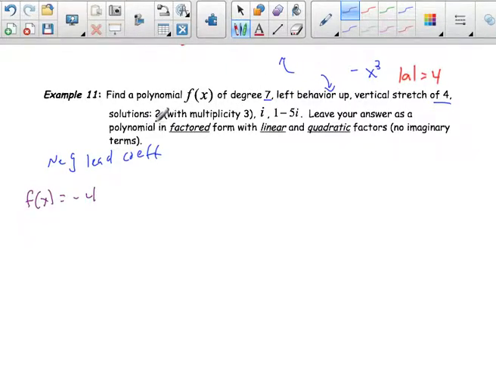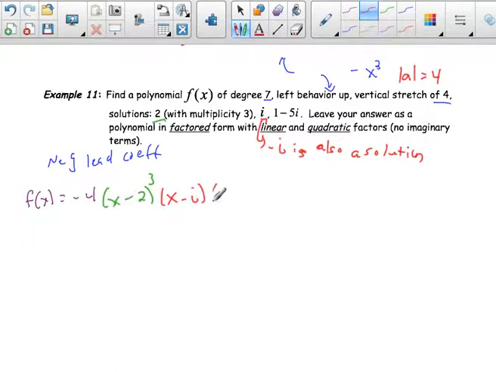Let's move on to the zeros, or the solutions. Each solution is going to give us a factor. So if we have a solution at x equals 2, that's going to give us a factor of x minus the solution, or x minus 2. With multiplicity 3, that means we're going to raise this factor x minus 2 to the third power. If we have a solution at i, that means we have a factor of x minus i. But remembering that imaginary solutions always come in pairs, we know that negative i is also a solution, which means we'll have another factor of x minus negative i.